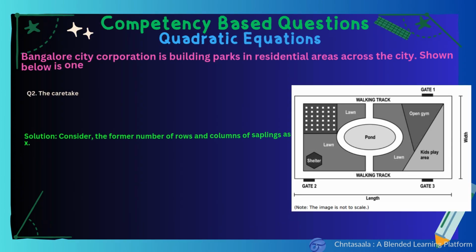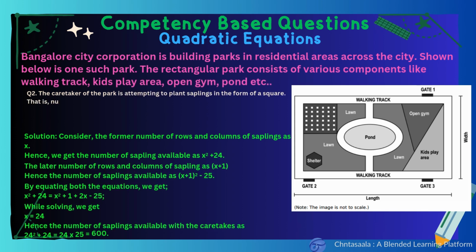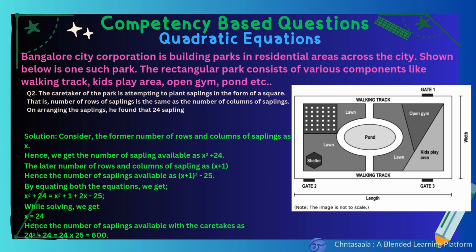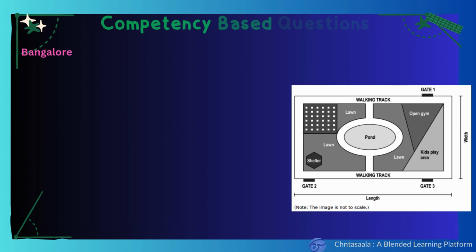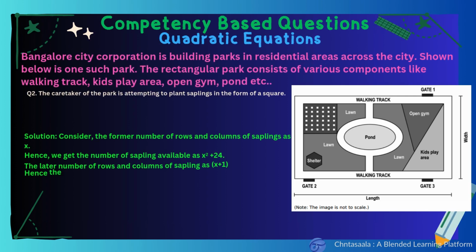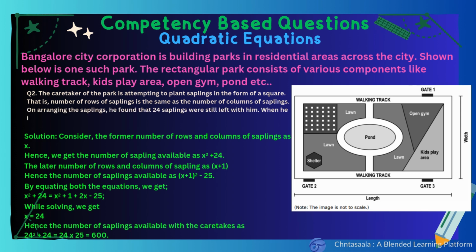Now, it is clear that the question is based on quadratic equations. Consider the former number of rows and columns of saplings as x, giving the number of saplings available as x² + 24. The later number of rows and columns of saplings is x + 1, giving the number available as (x + 1)² − 25. By equating both the equations, we get x² + 24 = x² + 1 + 2x − 25. While solving, we get x = 24. Hence the number of saplings available with the caretaker is 24² + 24, which is equal to 600.